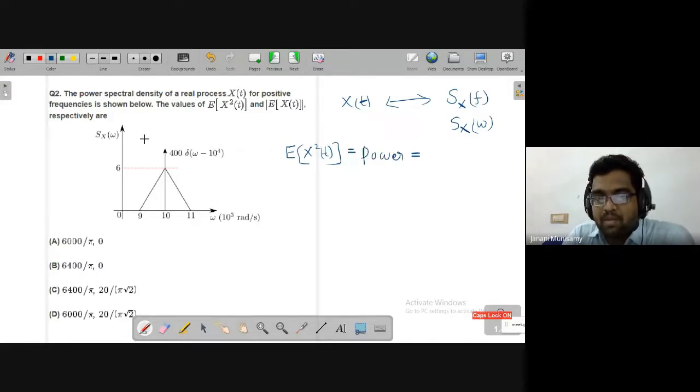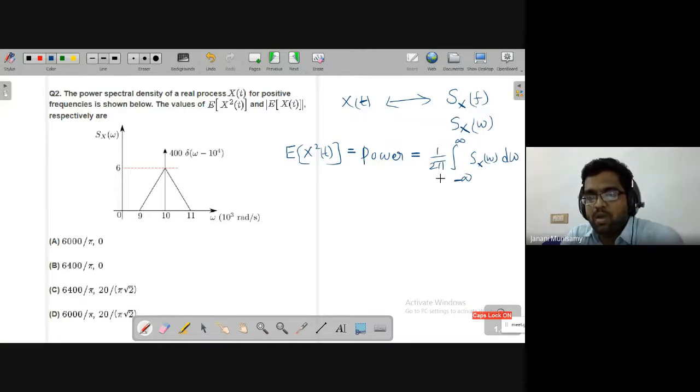That power can be calculated from the power spectral density using this formula: integration minus infinity to plus infinity of sx of omega d omega. As it is in the omega domain, I have to put 1 by 2 pi. If it is in the frequency domain, here you should not put 2 pi in the denominator. So now 1 by 2 pi integration 9 to 11, then the triangular function.